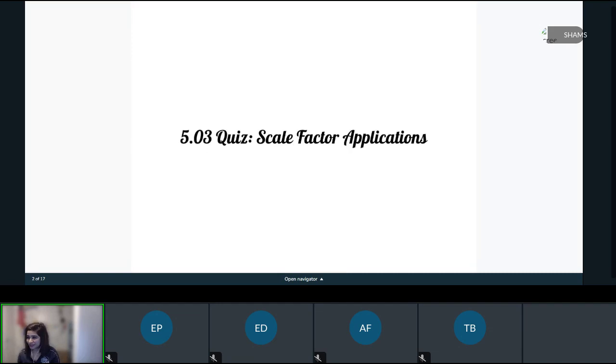So if you are here, very likely we are going over the 5.03 quiz. If you're here, keep joining. We will go over the 5.03 quiz. We will pick from question 3, version 2, and solve it all the way till question 5.